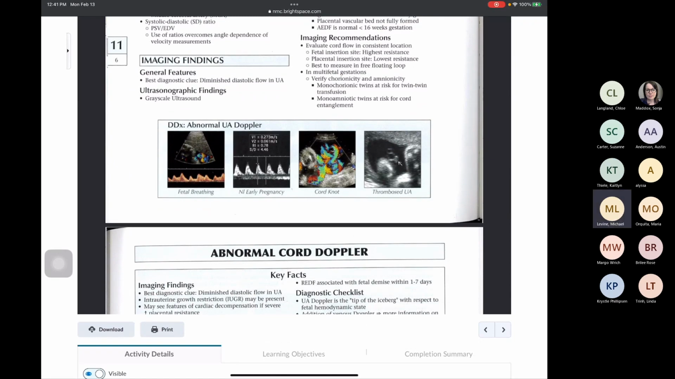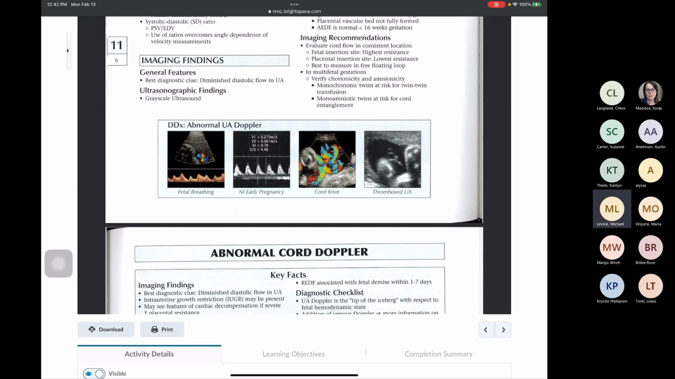That test can be done anywhere. It could be done in the doctor's office. It could be done in an antepartum testing unit. It could be done in the hospital when the patient is an inpatient on a day-to-day basis.